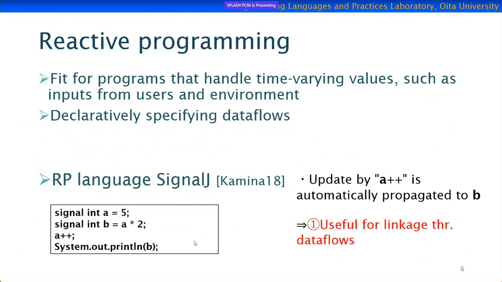Here is a data flow from A to B. We can imperatively update the source of the data flow. So we can perform an incrementation on A. This update is automatically propagated to B. So B is initialized by 10, but after the incrementation, its value becomes 12. This mechanism is used for the linkage of data flows.